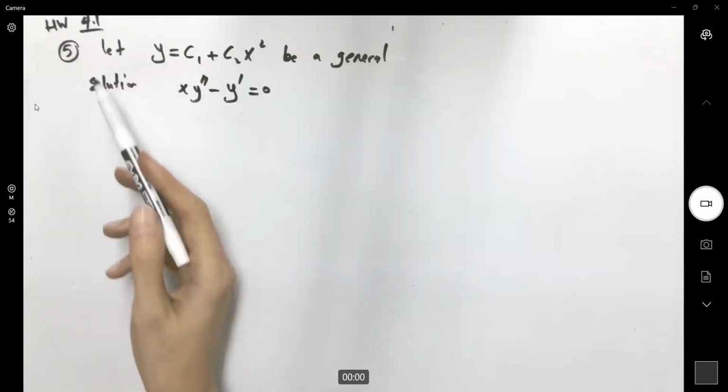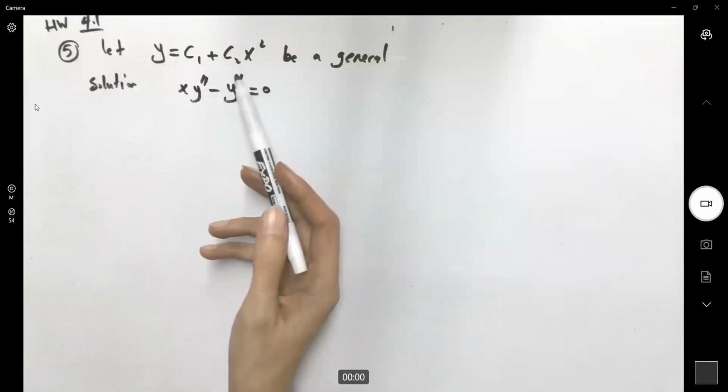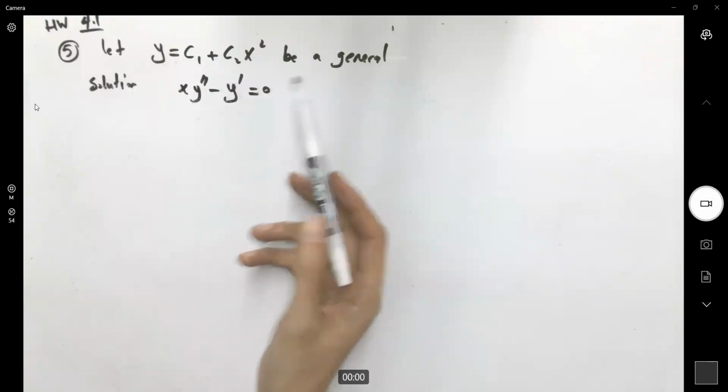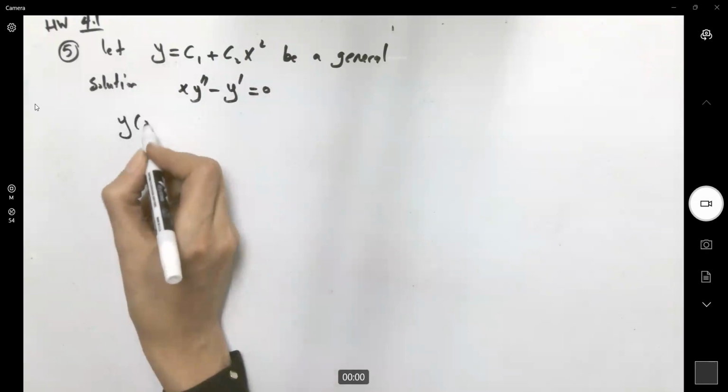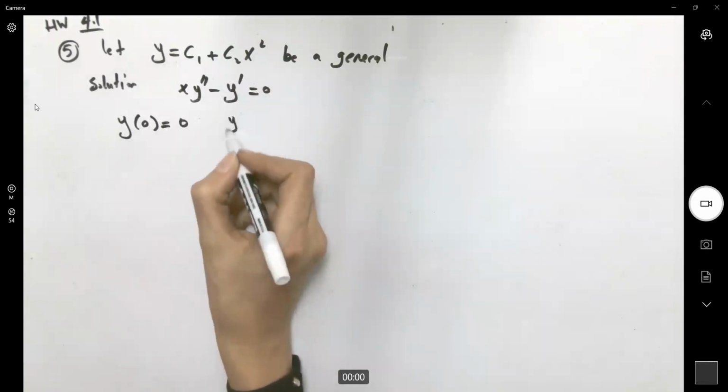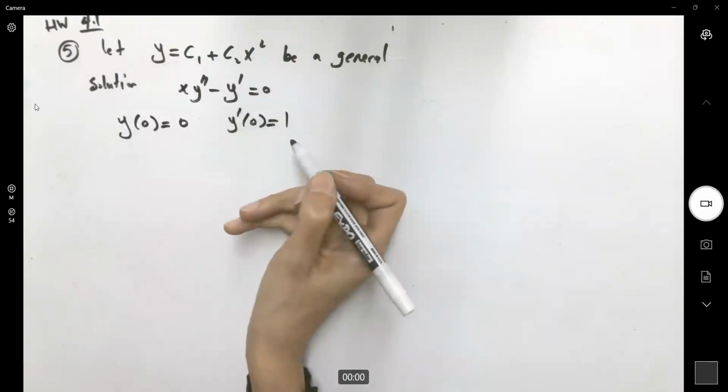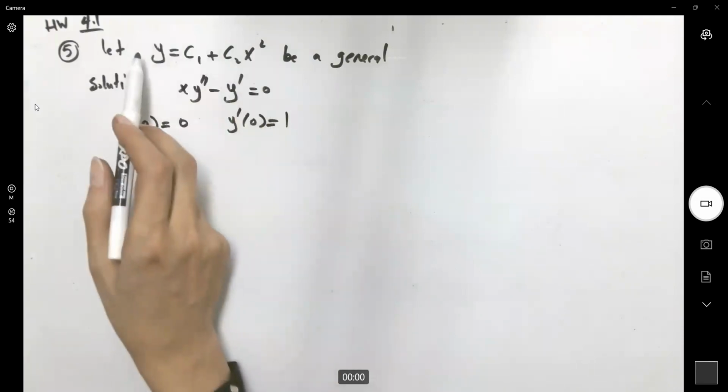Let's take a look at question 5. It says, suppose you have a general solution, and this is your differential equation with the initial condition that y at 0 is equal to 0 and y prime at 0 is equal to 1. Can we have a type of solution like this?